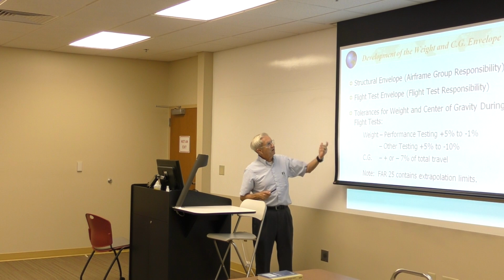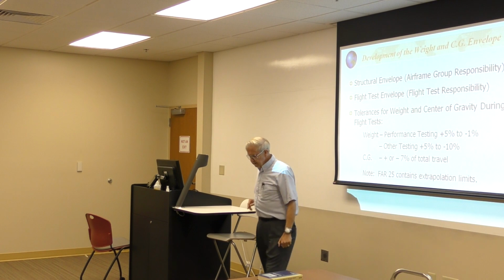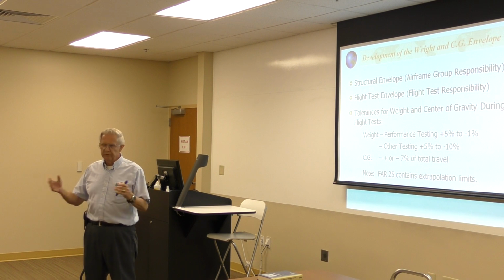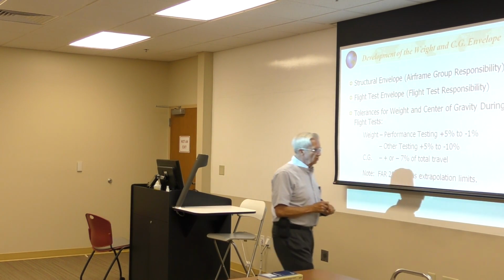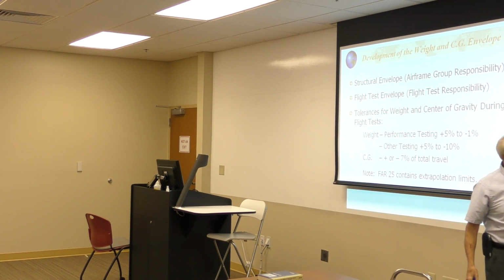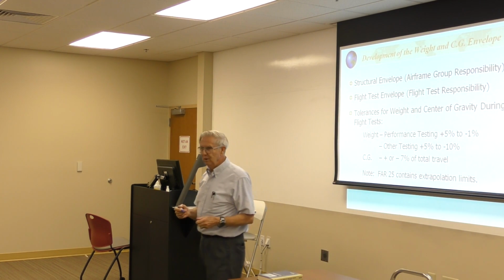Well, we have several different envelopes. The designer is going to come up with a structural envelope, and that's the people in the airframe group, as they're sometimes called, who do the design. They come up with the structural envelope. If this is our CG envelope for flight test, the structural envelope may be bigger than that. That means that it's been static tested to this larger envelope.